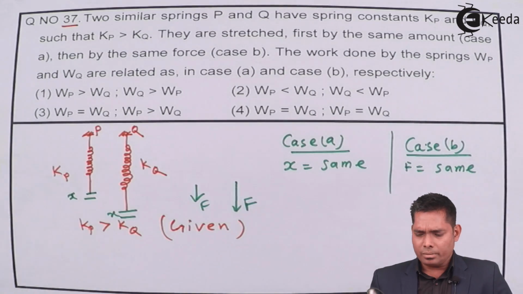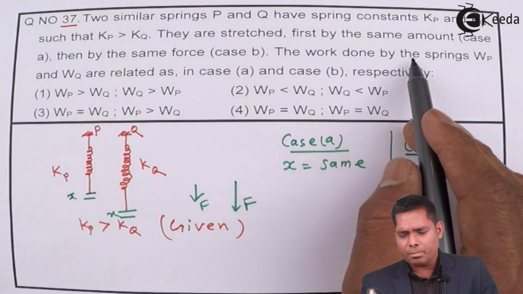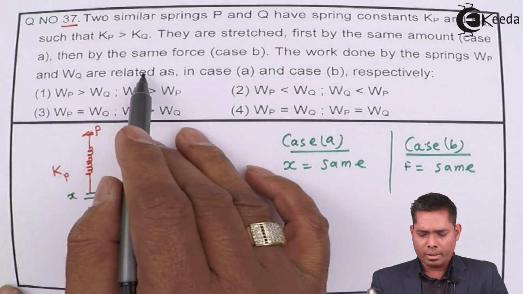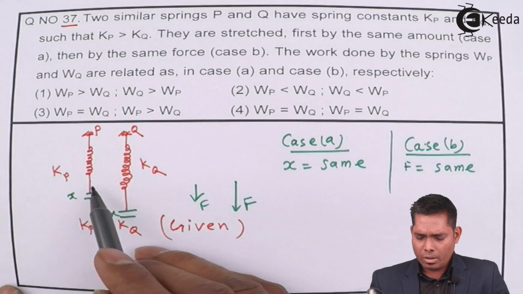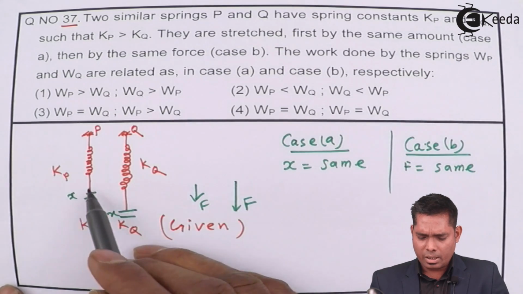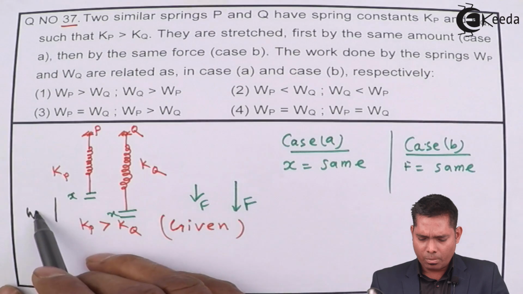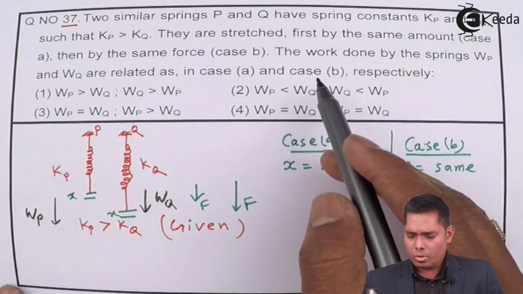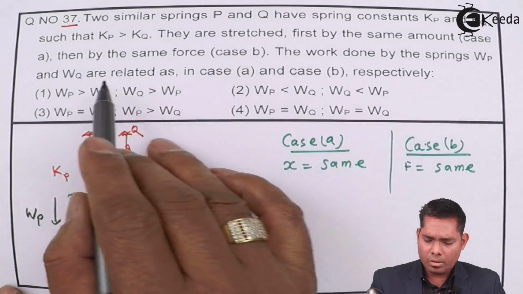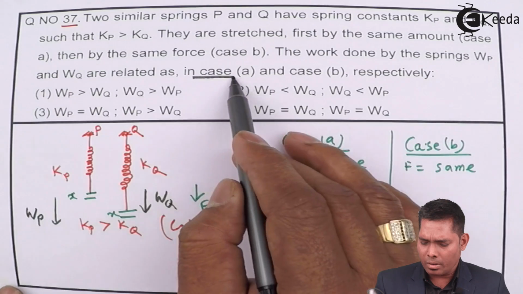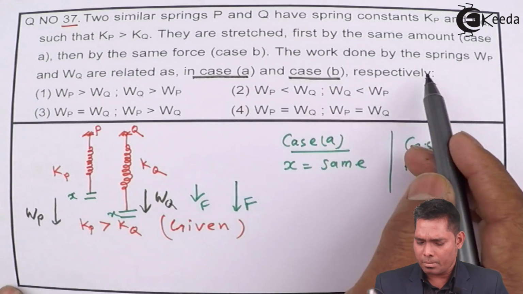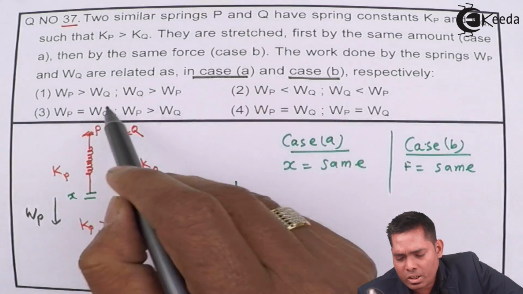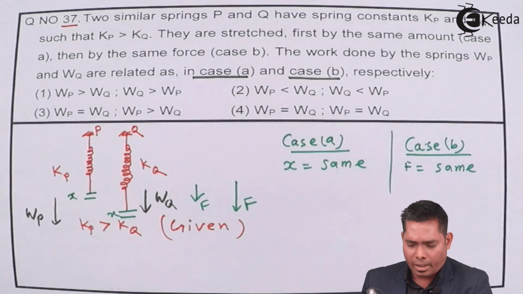In this situation, the question is: the work done by the springs, Wp and Wq, are related as? Work done in this case, suppose, is Wp, and in this case the work done is Wq. So we have to find the work done in both case A and case B respectively, and see which of these four options is correct.